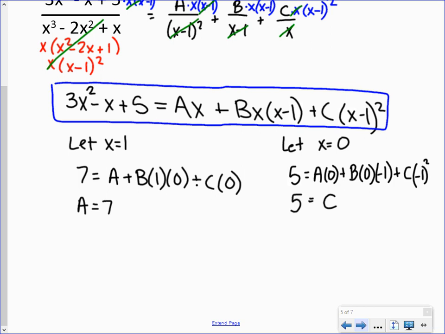Okay. So notice what happened in both of those. Everything canceled out except for 1, and what canceled out in both?